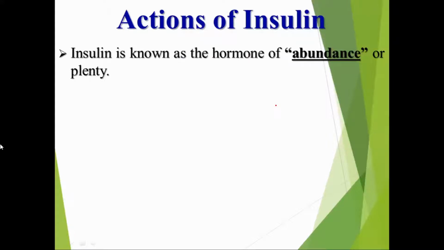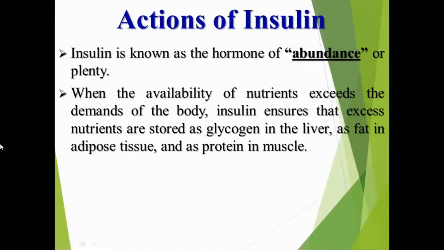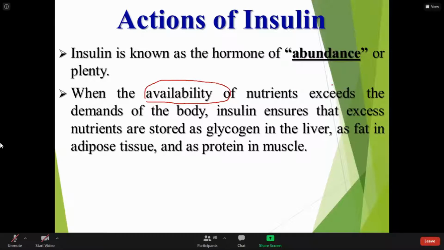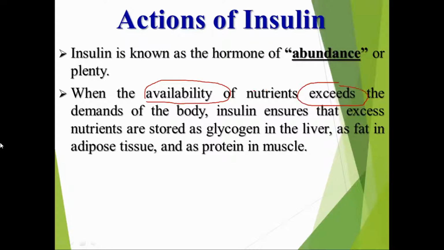the first thing that comes to our mind is that insulin is the hormone of abundance. Why hormone of abundance? Let's see. When the availability of nutrients exceeds the demand of the body, availability is exceeding the demand.